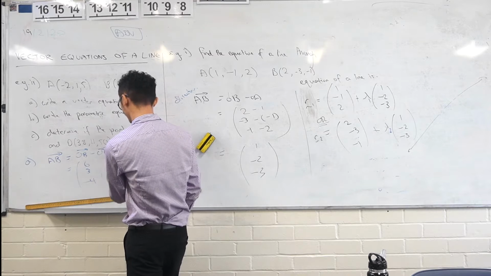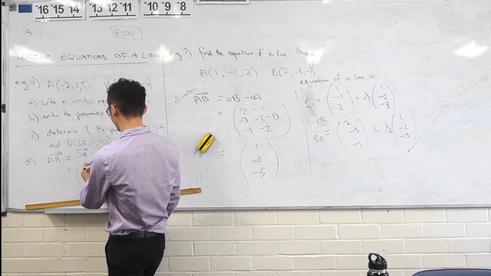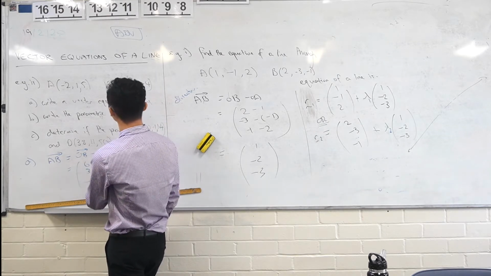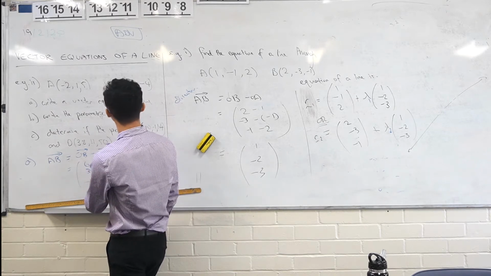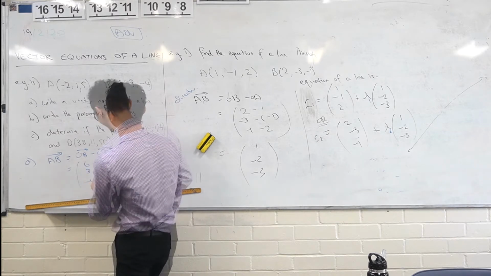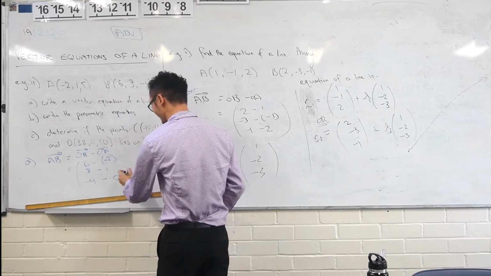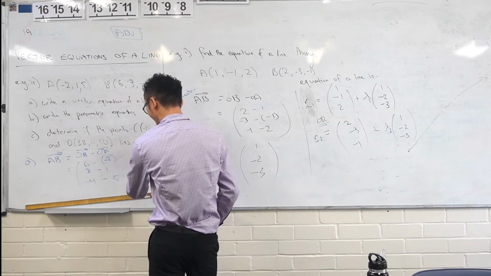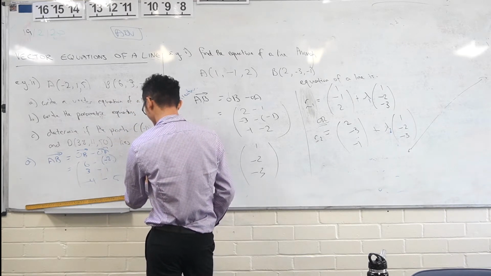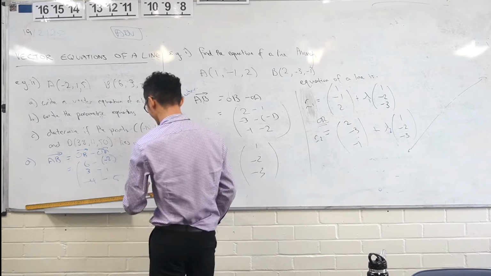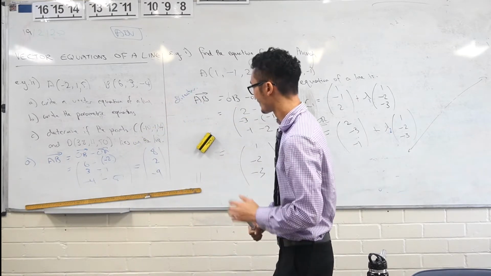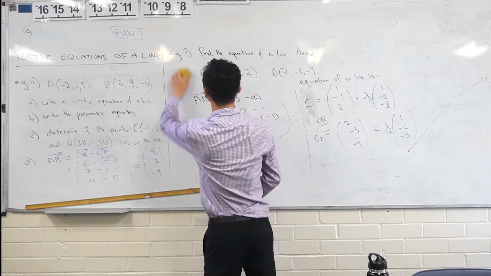So (6, 3, -4) minus (-2, 1, 5). Okay, cool. That looks better. So that's (8, 2, -9). So we get? Yes, sir. Yep. Okay, so that's our direction vector.